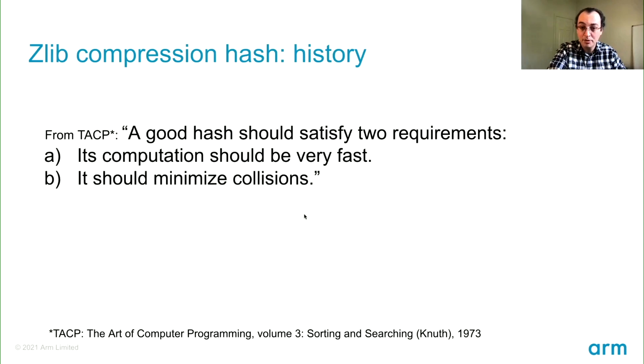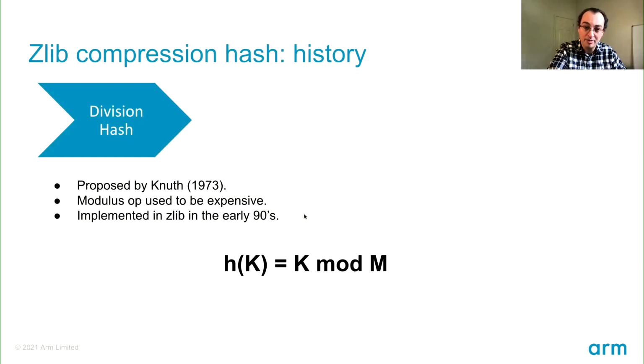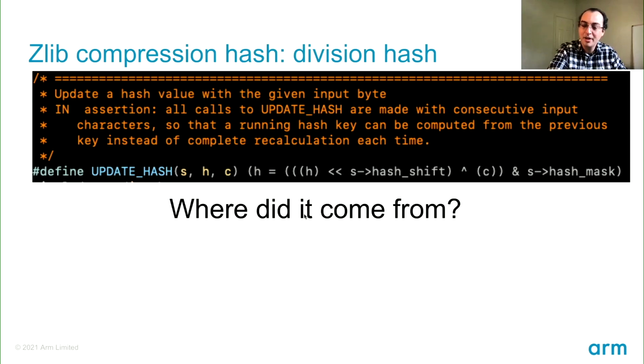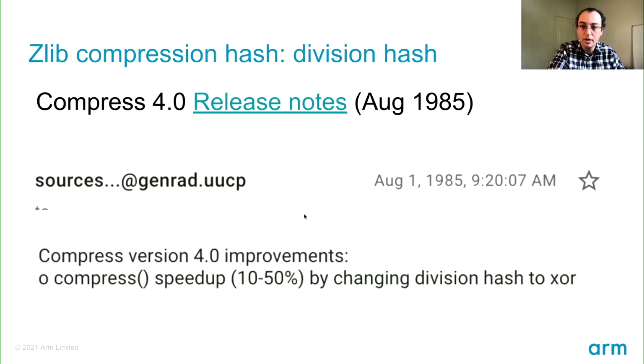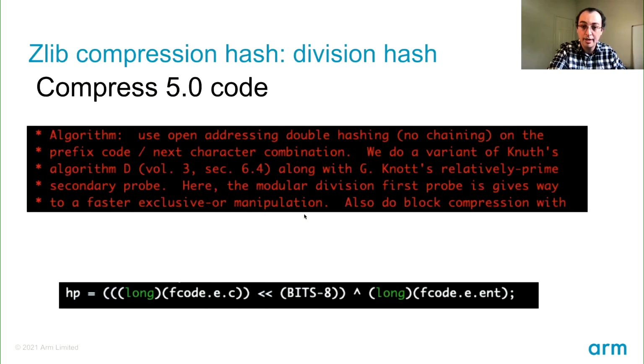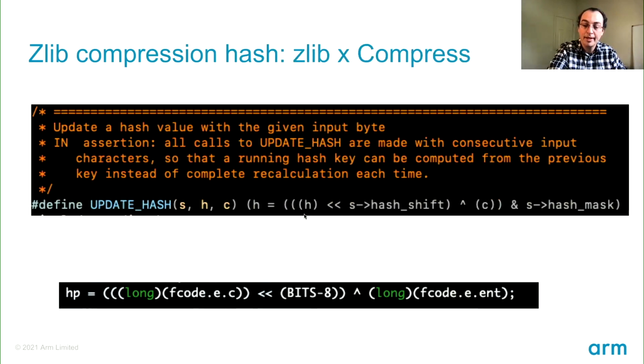From TAOCP, a good hash must be very fast and should minimize collisions. The type of hash used by zlib is a division hash. It looks like this. I had a question: where did it come from? The first tip came from the zlib TODO, where it mentioned that the hash came from the Unix compress program. In 1985, Compress 4.0 was released, and this is what the source code looks like. It's really cool that they even mention a comment to Donald Knuth's book and how it compares to zlib's hash.